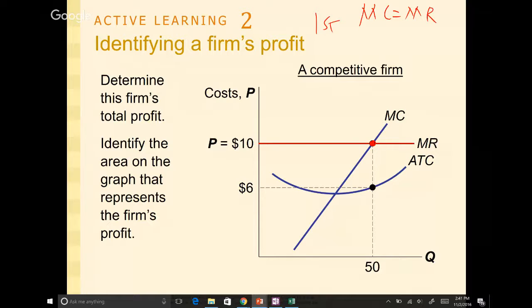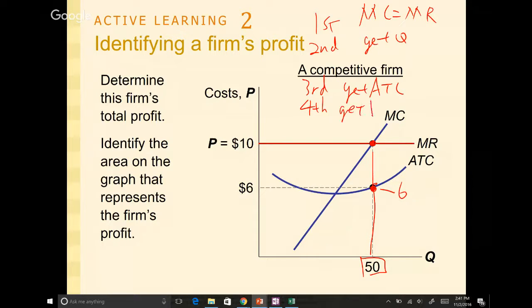And then from this point, the second step, get your quantity. So go down, get your quantity. So that's our quantity. And then third step, get the average total cost. So this is the average total cost, which is $6. Fourth step, get the price. Now remember, for perfect competition we said before, the price equals AR, average revenue, and also the marginal revenue. So this marginal revenue curve is also our price line. So get your price, which is $10.